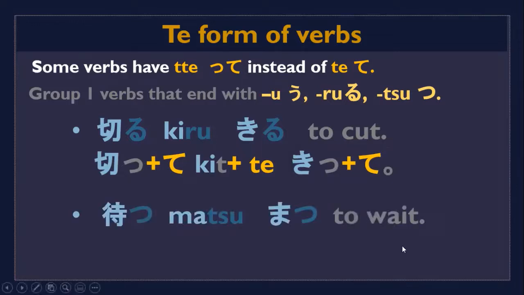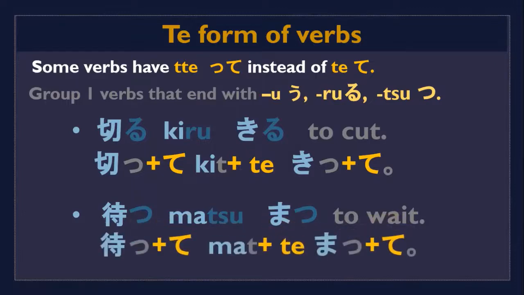Next, to wait is 待つ, matsu. So please remember particularly this part of the kanji. It is for motsu, to carry, is also the same kind of kanji. But this one, matsu, if it is like this, it means to wait. So matsu will be 待って, matte.